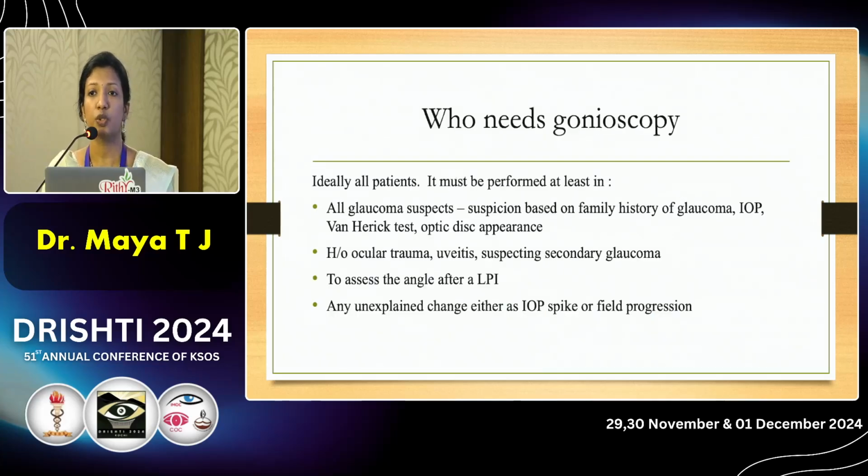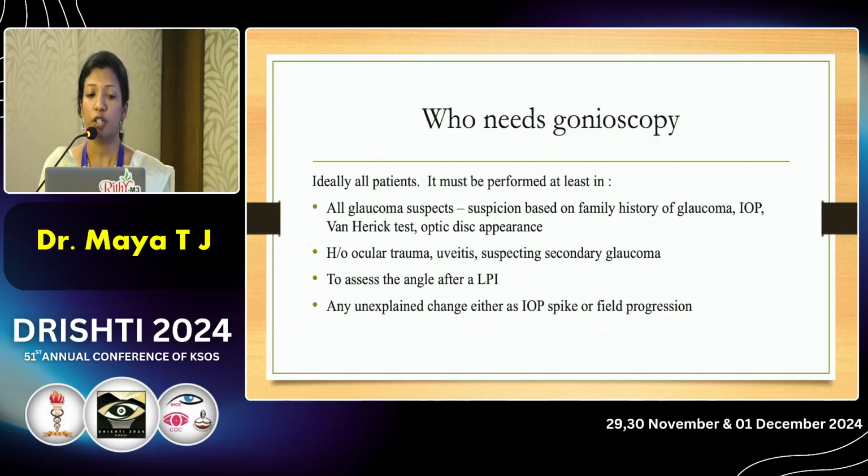Who needs gonioscopy? Ideally, all patients. It must be performed at least in all glaucoma suspects, where suspicion is based on family history of glaucoma, intraocular pressure, Van Herrick's test, optic disc appearance. Also, in patients with history of ocular trauma, uveitis, patients suspected of secondary glaucoma, and it is also used to assess the angle after laser peripheral iridotomy.